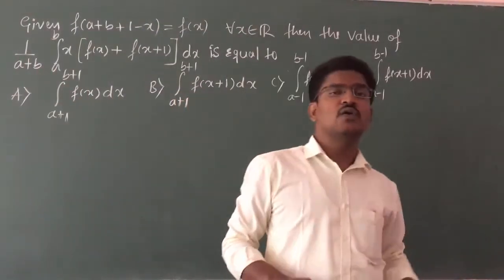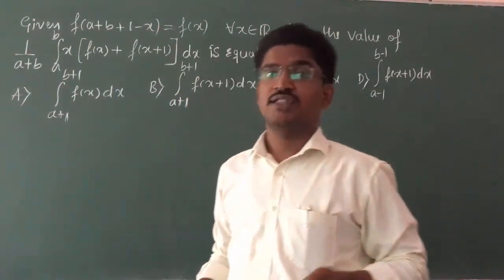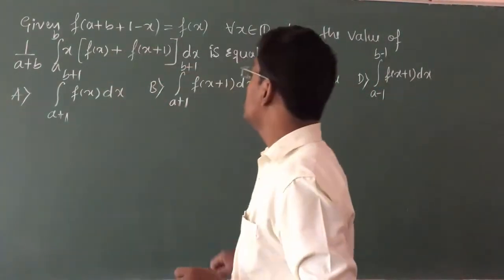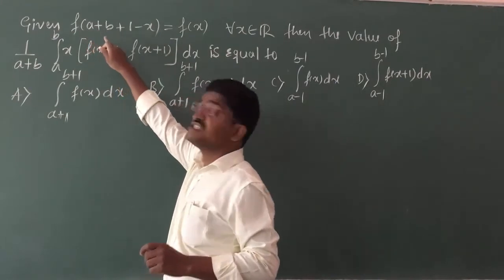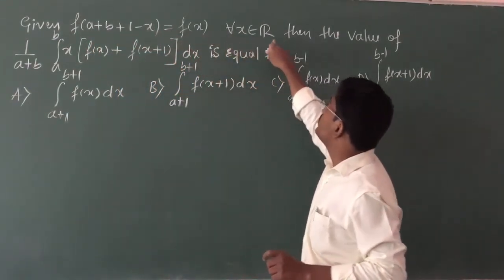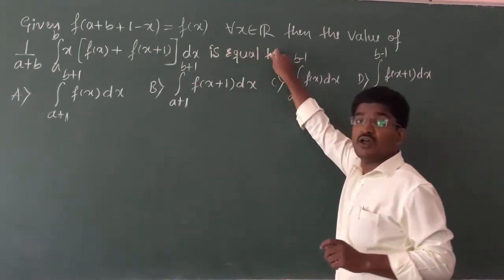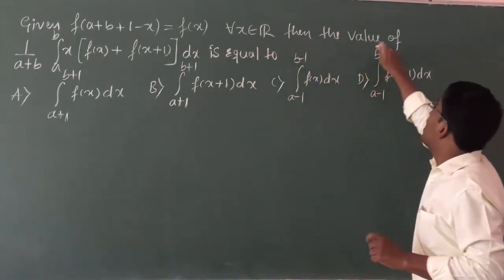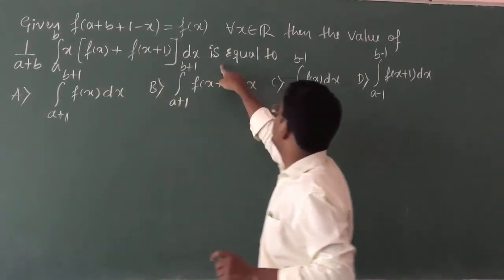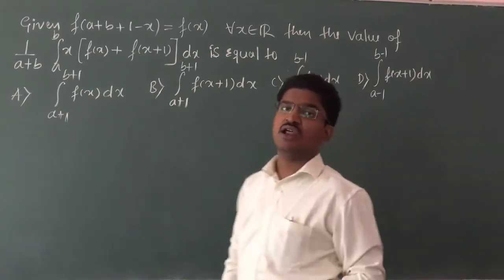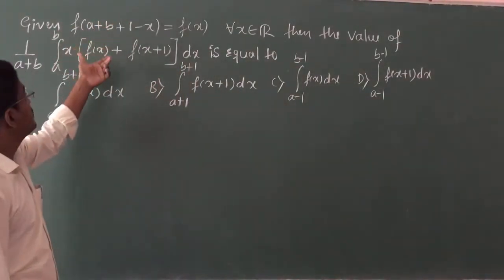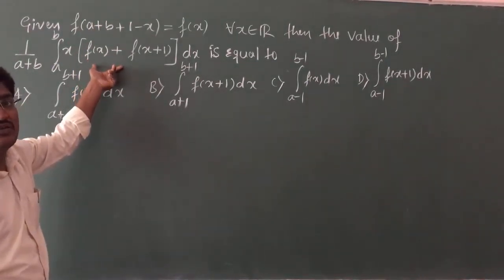Okay students, so now let us move to the next question, that is from definite integrals. Clear? Let us see this. Given f of a plus b minus 1 minus x is equal to f of x for every x belongs to R, then the value of this particular integral is equal to what they are asking. So this is the given condition and they are asking the integral value of this particular function.